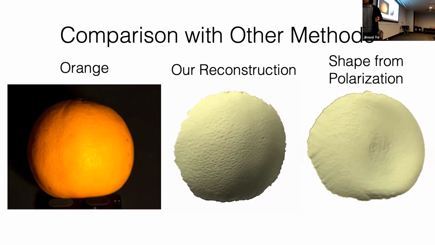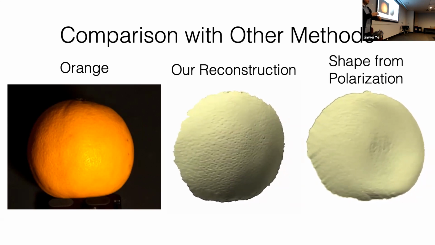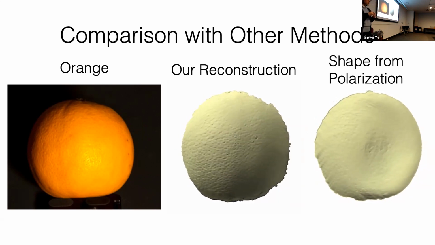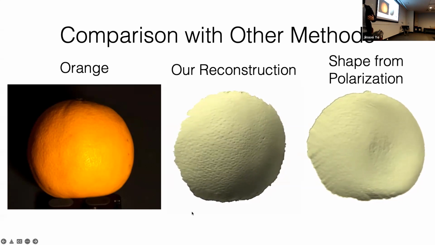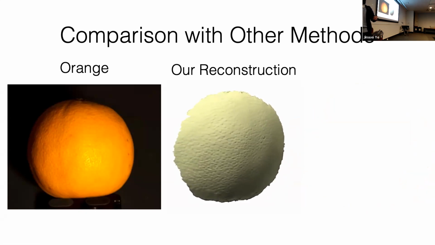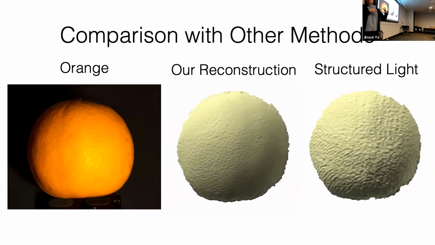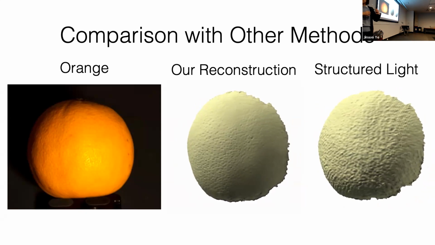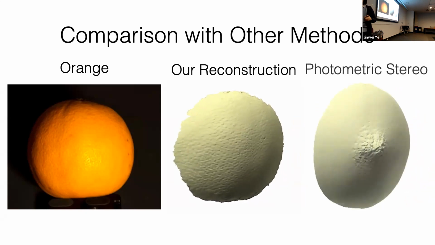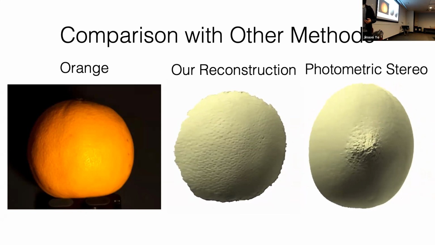So classical shape from polarization is not doing very well. It is probably because the polarization cue itself is too weak and maybe noisy, and that gives us strong artifacts. And also for the other methods like photometric stereo or structured light. Structured light is actually quite good, but it doesn't have the same level of detail as ours. Well, for photometric stereo, the artifact is probably caused by the specularity of the orange.